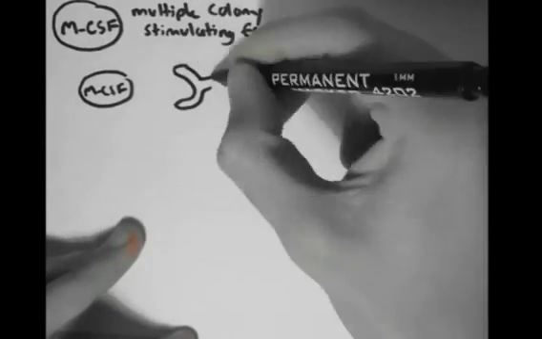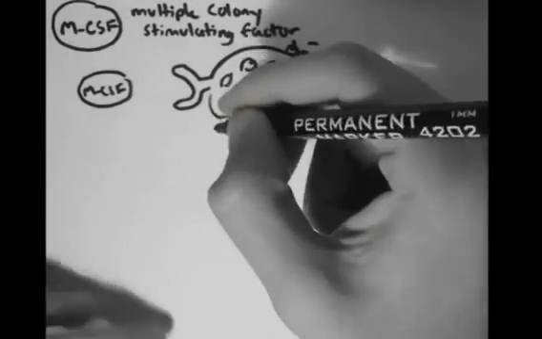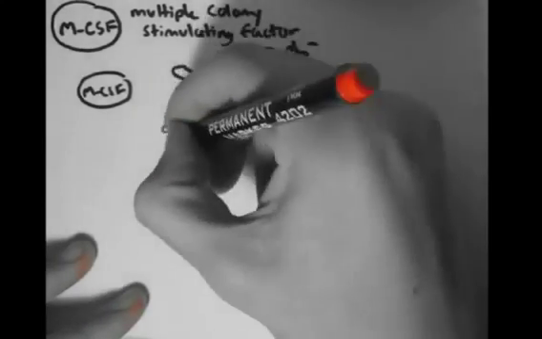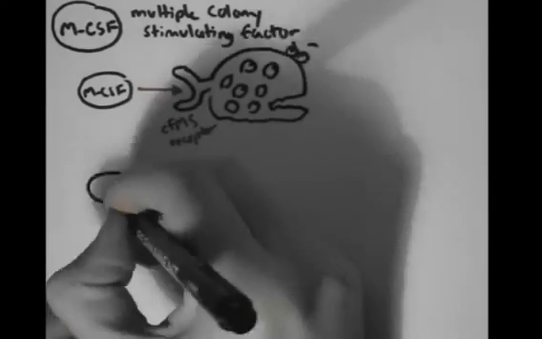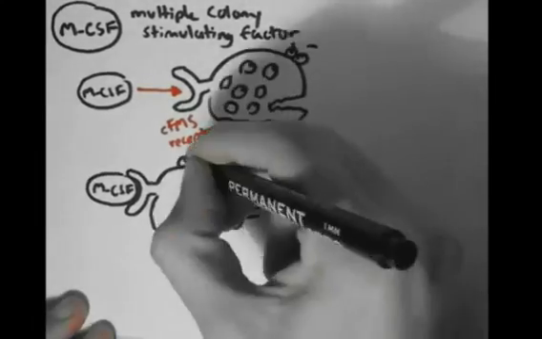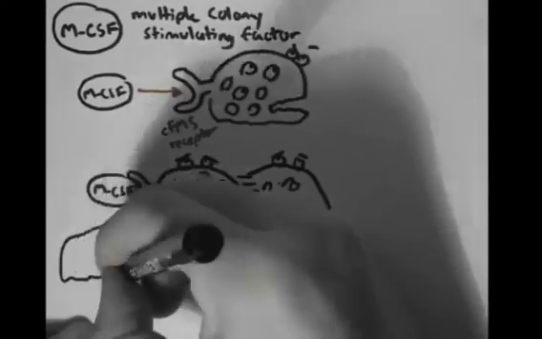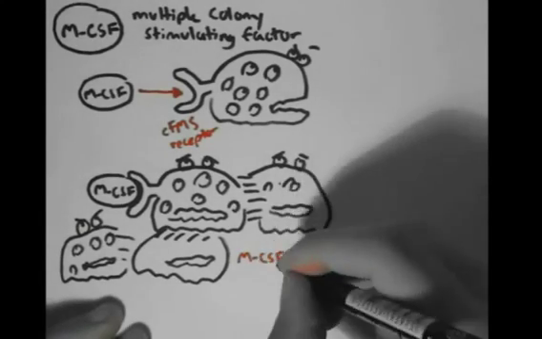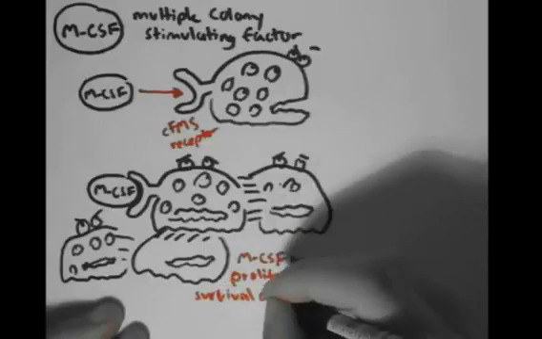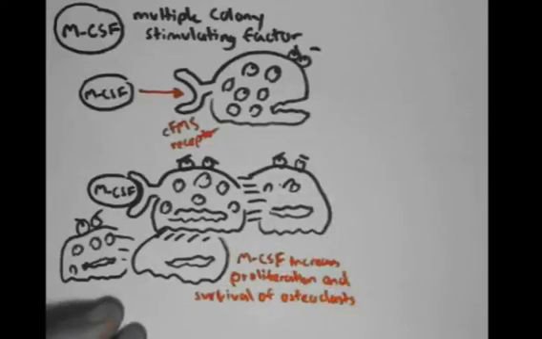Next, we have MCSF, which stands for macrophage colony stimulating factor. Basically, MCSF is here, and the osteoclasts have a special receptor for MCSF called the c-Fms receptor. When MCSF binds to the osteoclast's c-Fms receptor, it activates more osteoclasts. Therefore, we can say that MCSF increases proliferation and survival of osteoclasts. So the first 2 molecules, RANK ligand and MCSF, promote osteoclastic activity, basically. And this last one, it doesn't.